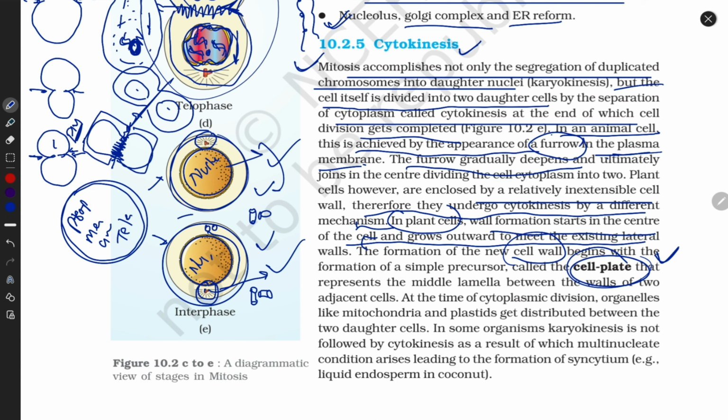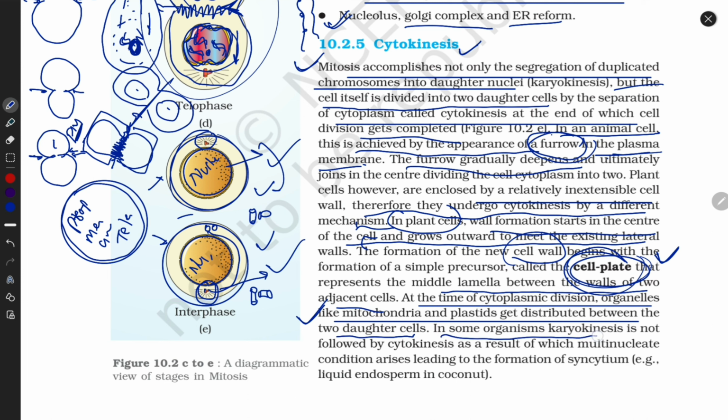So they need plates. They want a rigid structure. So in plants, a cell plate is formed, but in the case of animal cells, a furrow, a notch-like structure forms. The cell plate represents the middle lamella between the walls of the two adjacent cells. Okay, this is the middle lamella between the two adjacent cells. At the time of cytoplasmic division, organelles like mitochondria and plastids get distributed between the two daughter cells. Of course, all cell organelles are distributed in equal amounts.